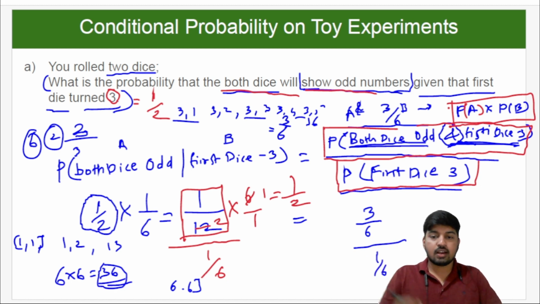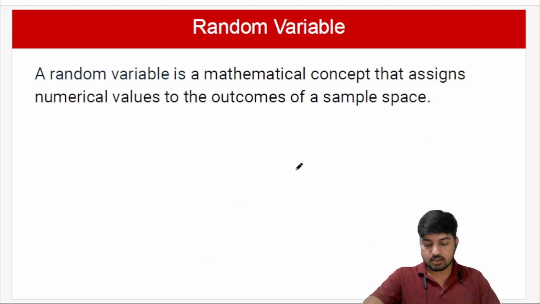Is everyone clear about what I did and how I was doing it? How did you get 1 by 2 for both dice odd? Is it 18 by 36? I will do it in this space.